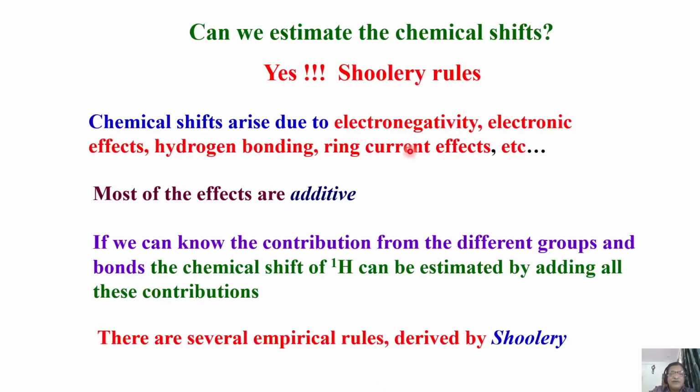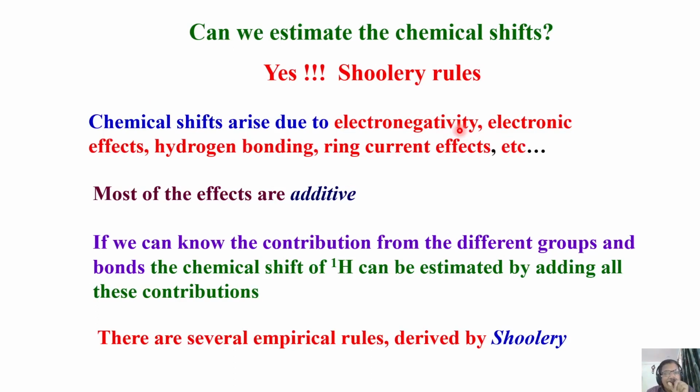Now the question I asked you: how do you derive the chemical shifts using Schoolery rules? Remember, chemical shifts arise because of various reasons: electronegativity, electronic effect, hydrogen bond, ring current, several effects. In a given molecule, it is not just one effect; there could be multiple effects simultaneously. Electronegativity effect may be there, a hydrogen bond may be going on, there may be a ring current effect. Many things are possible. It is not that exclusively only one type of effect is seen.